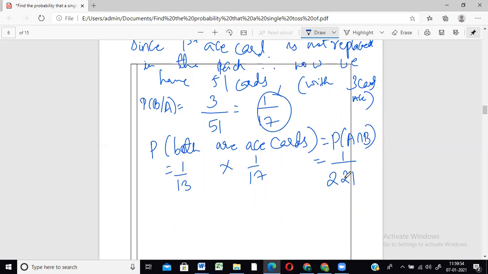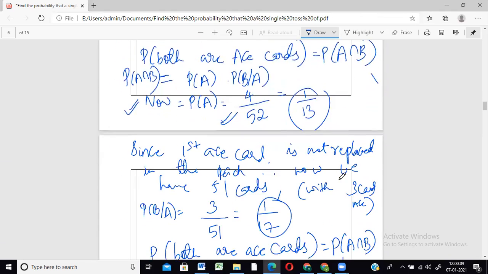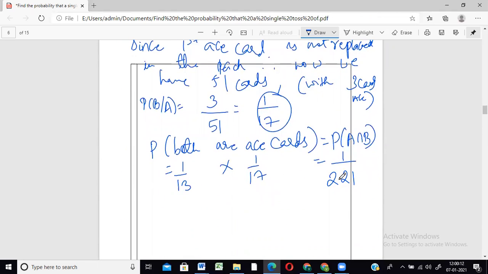Multiplication is where they talk about both the events occurring. Yes, this as well as that: first event A as well as the second event B, or any number of events for that matter. Right? Is that there over here? No, we'll do that a little later. Okay, any number of events for that matter. So the final answer is 1 by 221.